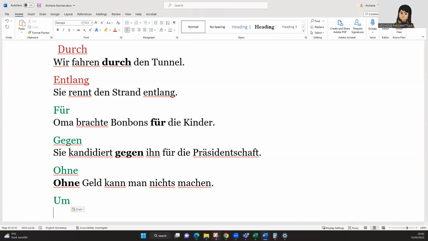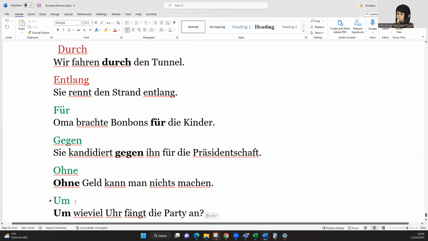So, um wie viel Uhr fängt die Party an? We are talking about a time that something is going to start. Um wie viel means at what time. Um wie viel Uhr fängt die Party an?